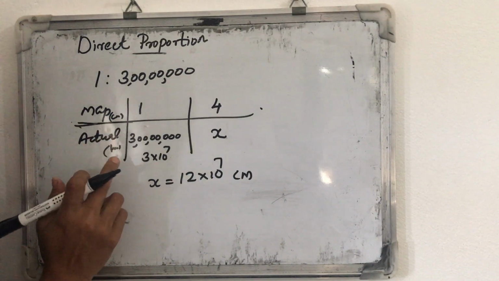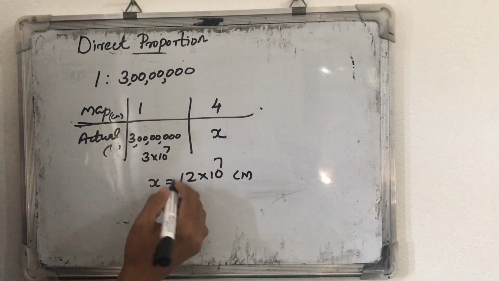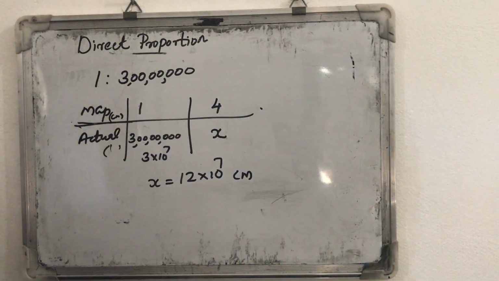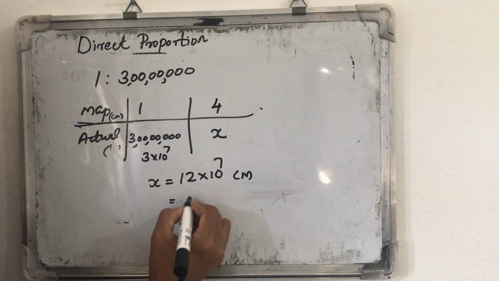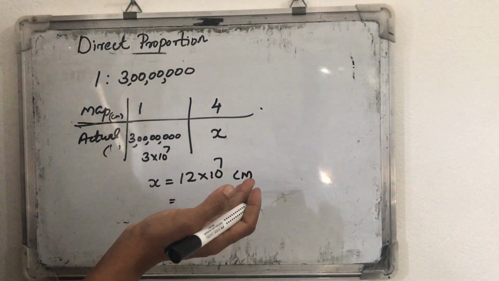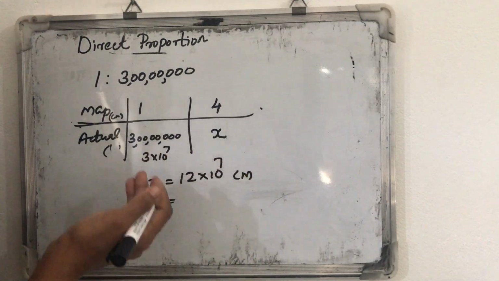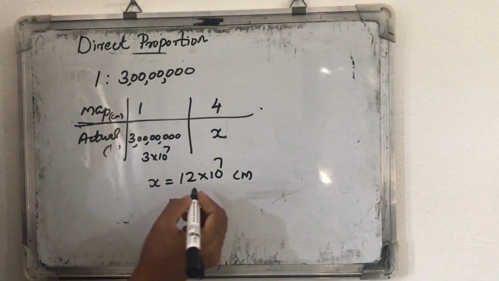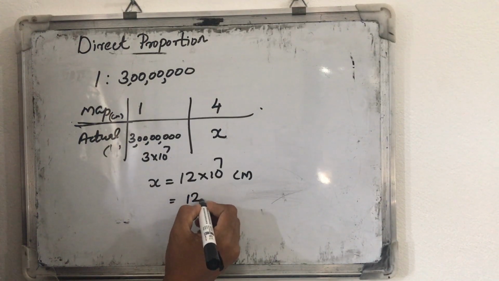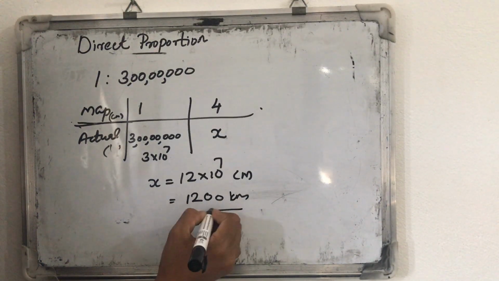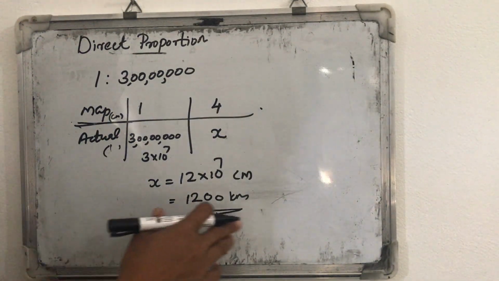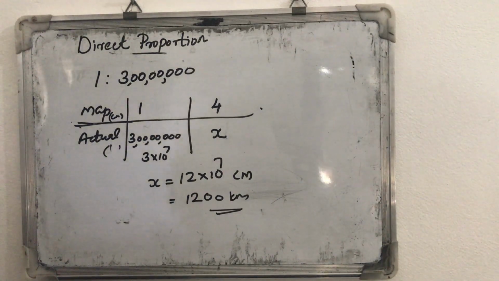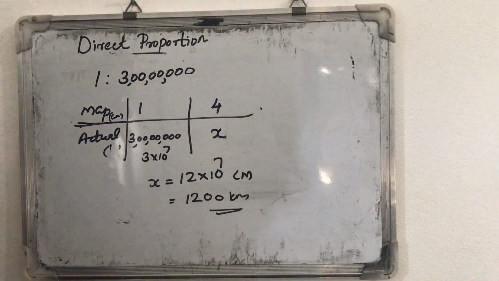So first we want to convert that into kilometer. 12 into 10 raised to 7, when we convert into kilometer, first we convert into meter, then kilometer. How many digits will move? 5 digits will move. So it will be 1200 kilometer. Two cities 4 centimeter apart on the map will actually be 1200 kilometer apart. Using this concept you can do the exercise questions.